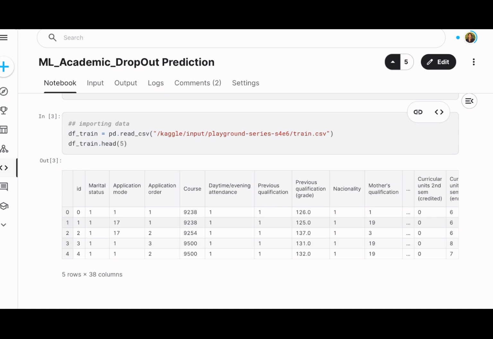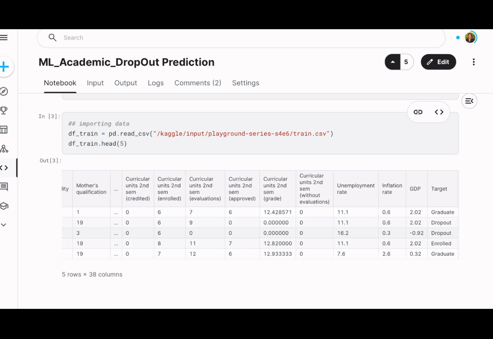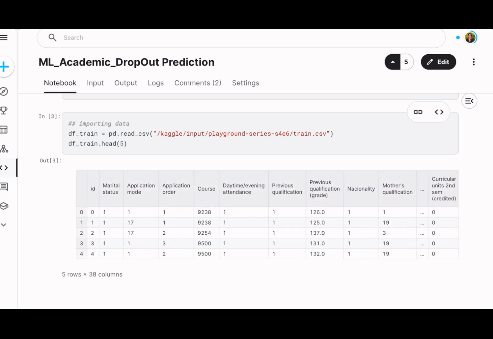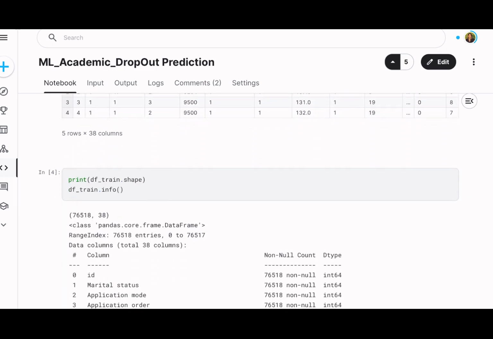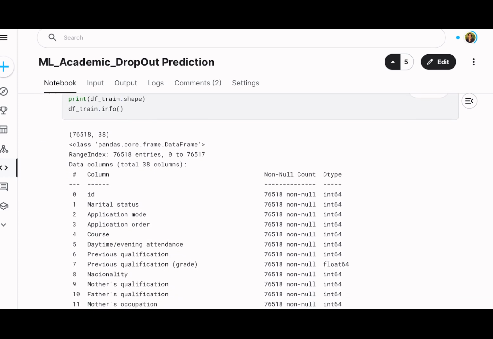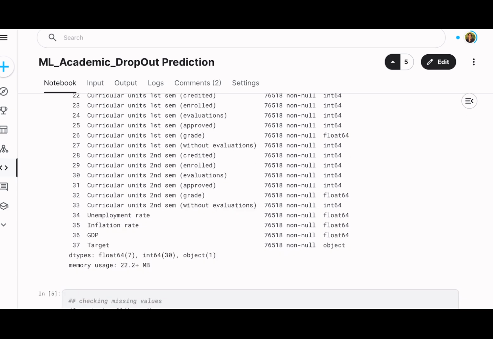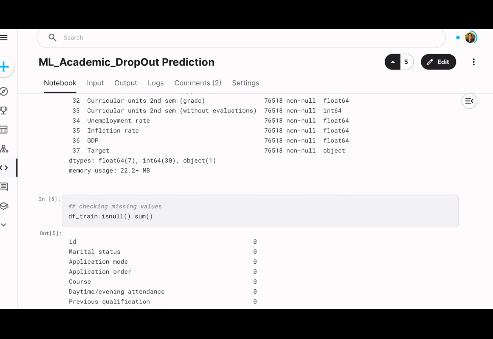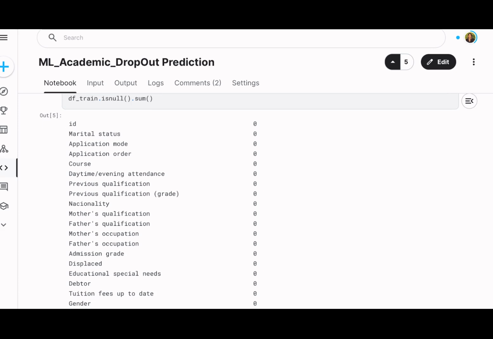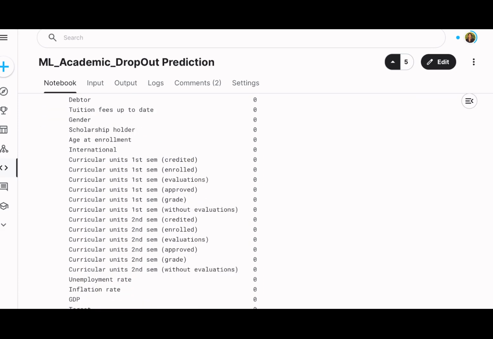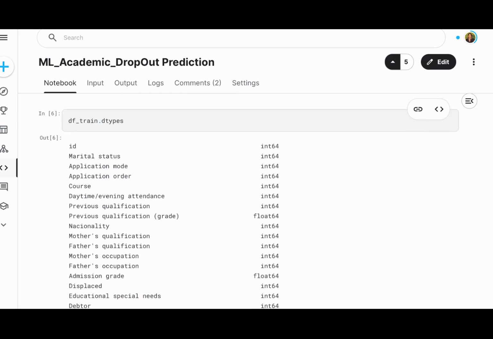First, we are loading the data set and trying to see the various columns here. It looks like the last column, which is the target, tells us whether the candidate was a graduate, dropout, or enrolled. We have about 38 columns. Now, just looking into the information: how many null values and what the data types are. The data set is pretty clean, so we don't need to do much in terms of data manipulation. That is good. Now, this code is checking the null values. There are no null values, so life is simple for us now.